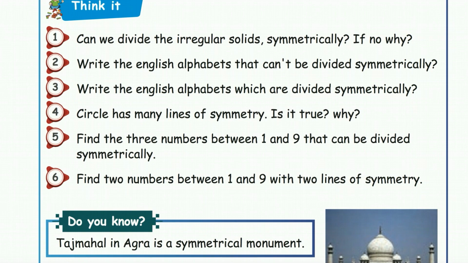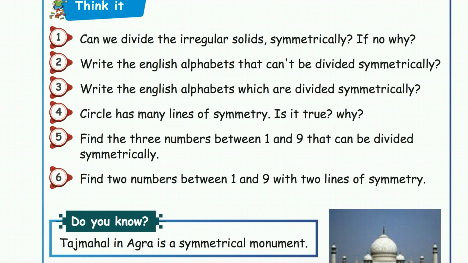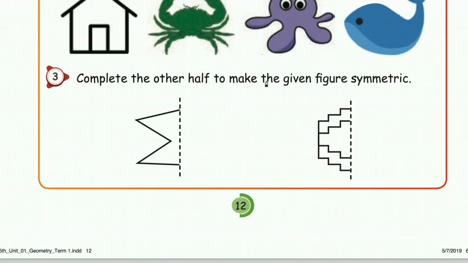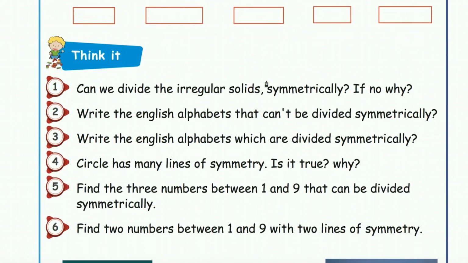Then what? Between 1 and 9. Maybe he is telling about 1. If you draw 1 without that line, then it is symmetrical in both ways, horizontally and vertically.